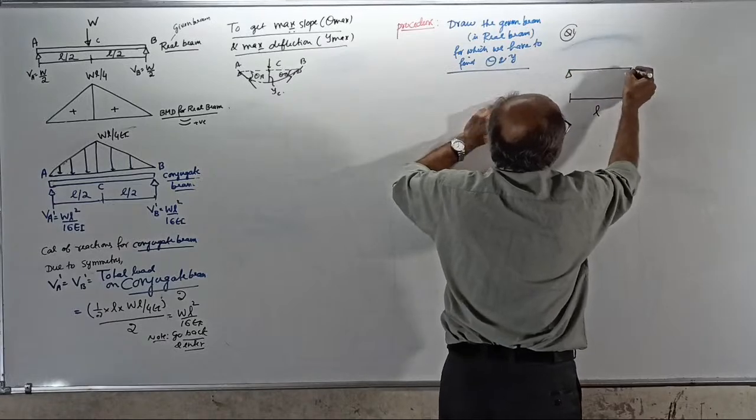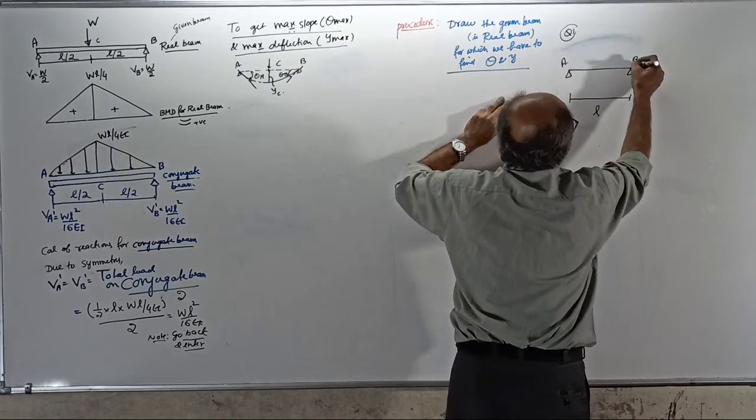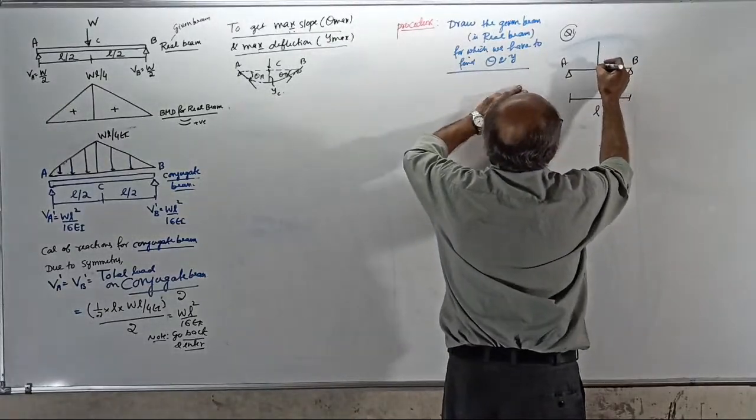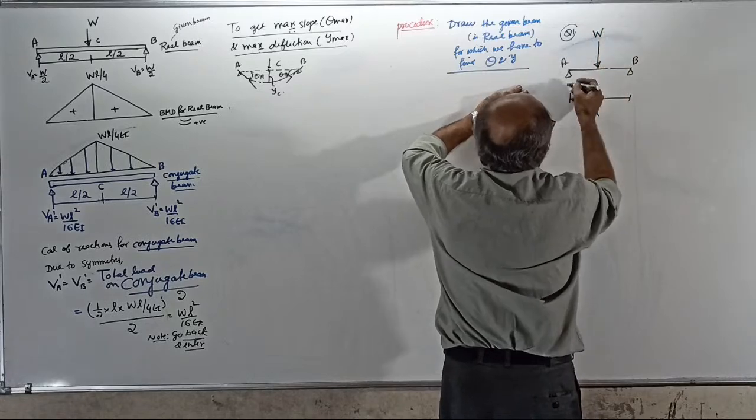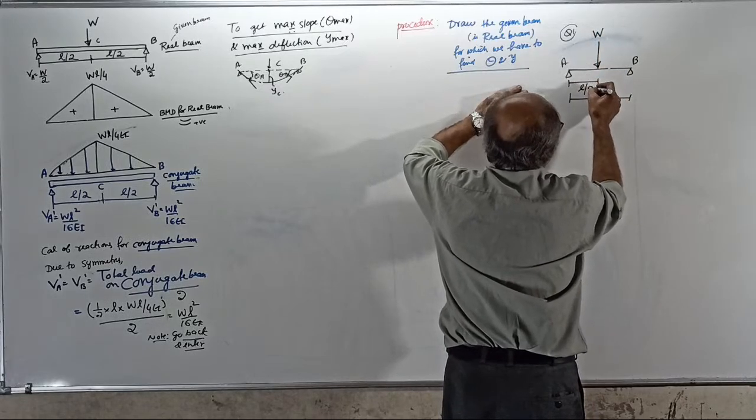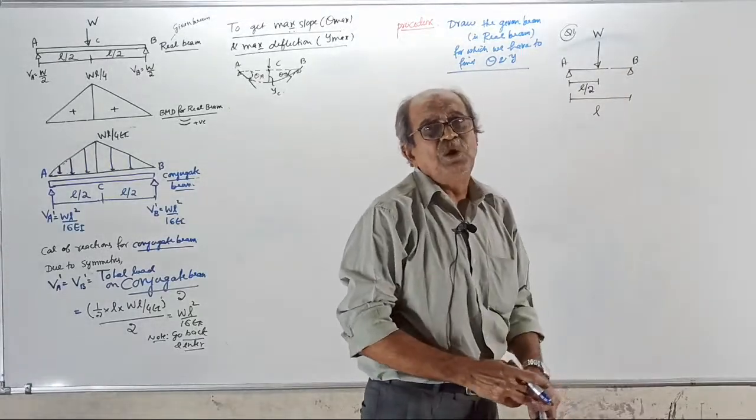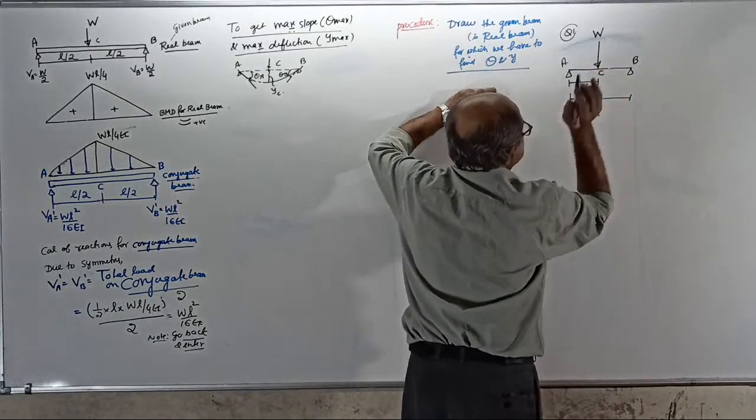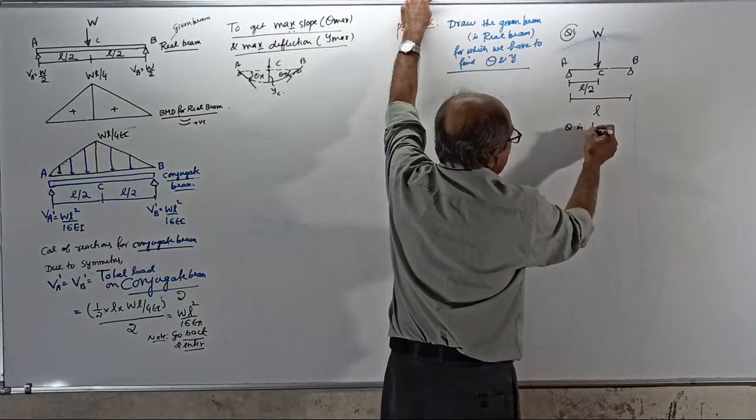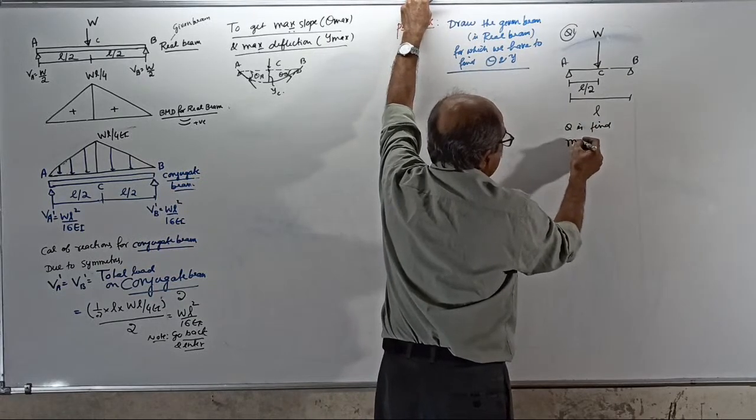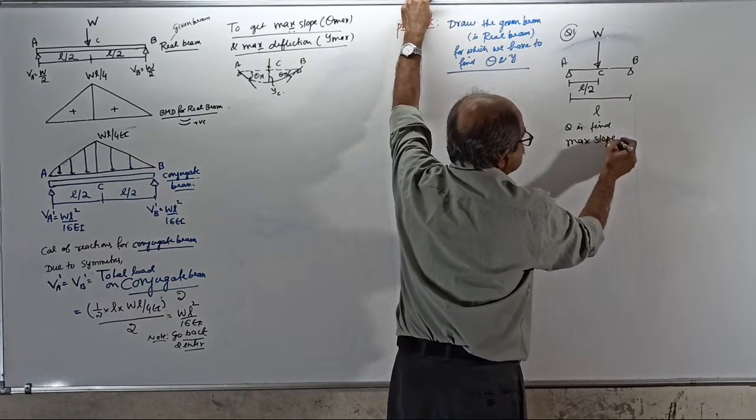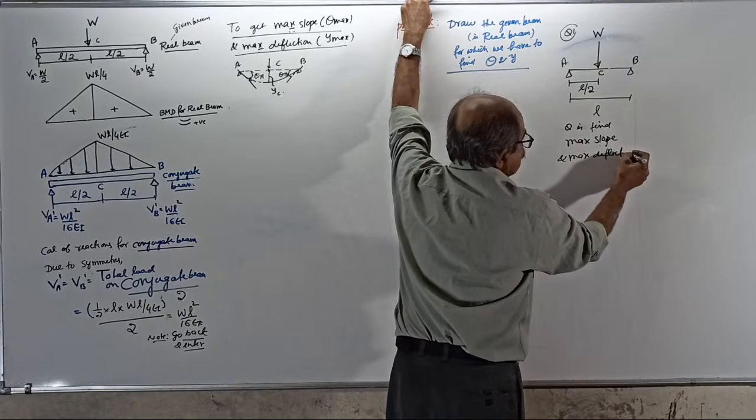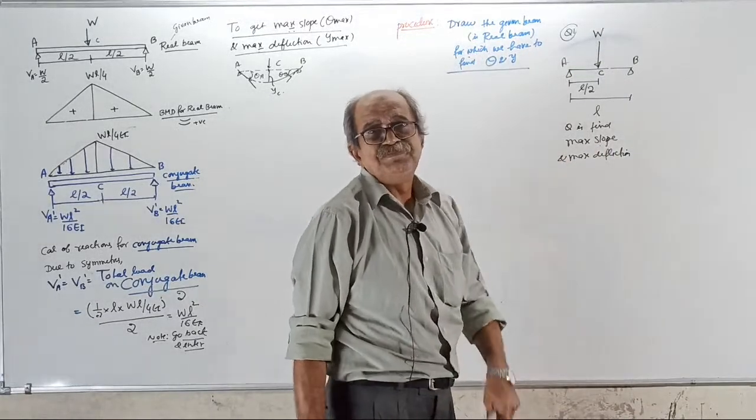I will put the beam simply supported here. I will call it AB, span L, subjected to a central point load W at center. Central load of magnitude W or P, today W, so at L by 2. Let it be C, the center. The question is to find maximum slope and maximum deflection.